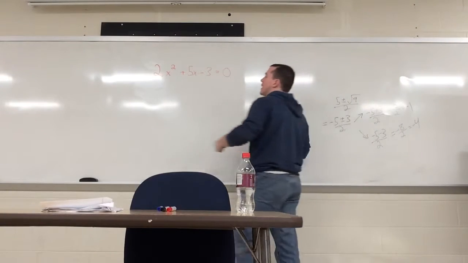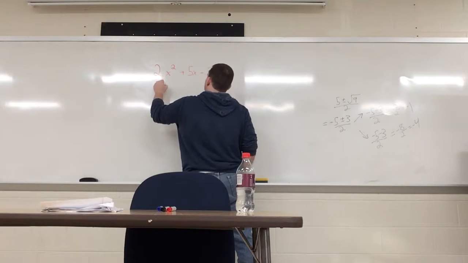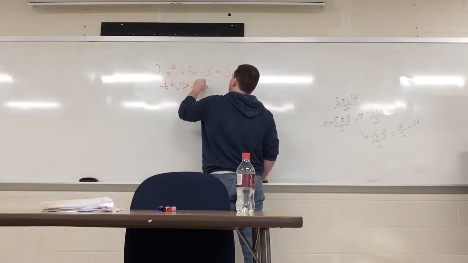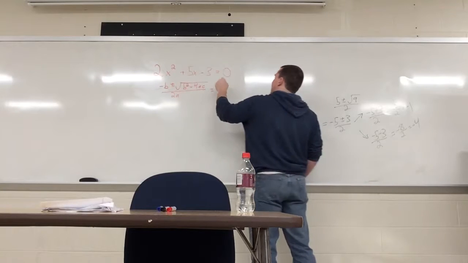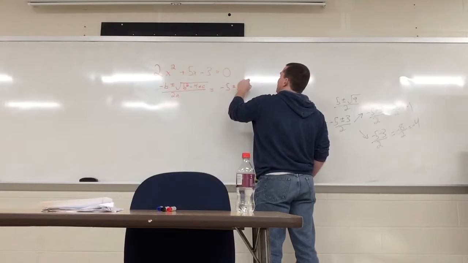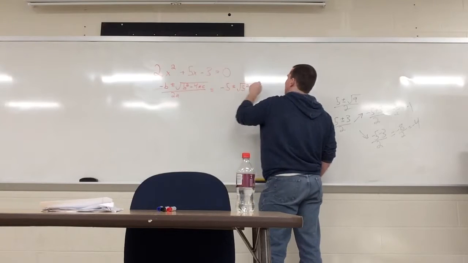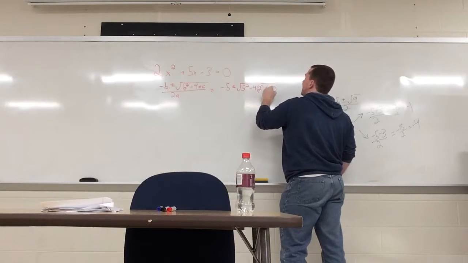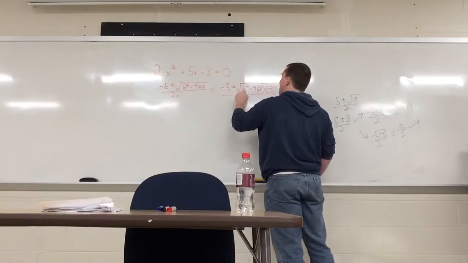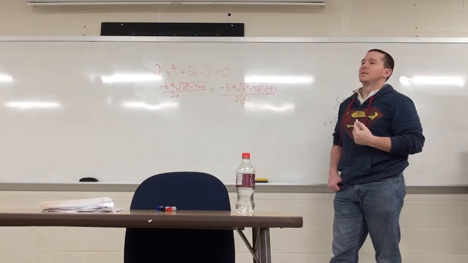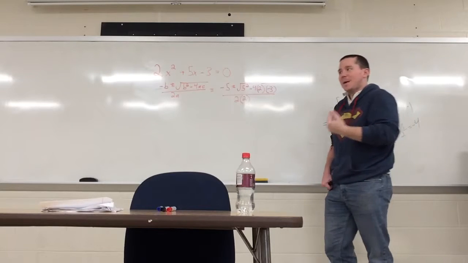Now, quadratic formula. Negative b plus or minus the square root of b squared minus 4ac all over 2a. So substitute in. -5 plus or minus the square root of 5 squared minus 4 times a, which is 2, times c, which is -3. Make sure you put the sign in there. All over 2 times a, which is still 2. Now do the math out.